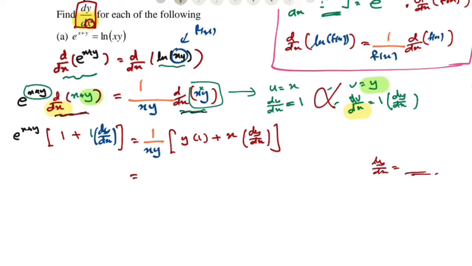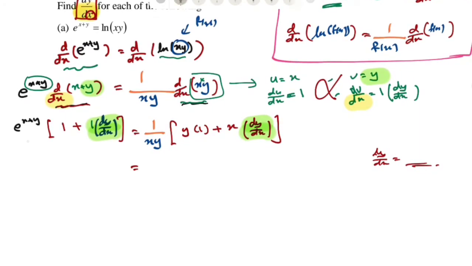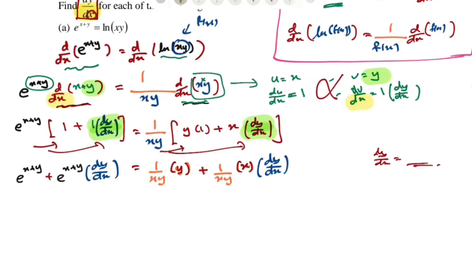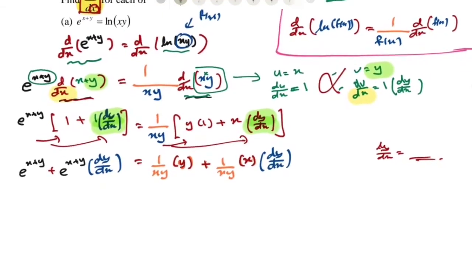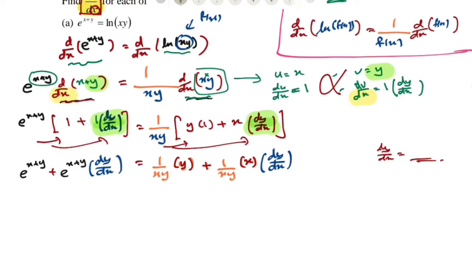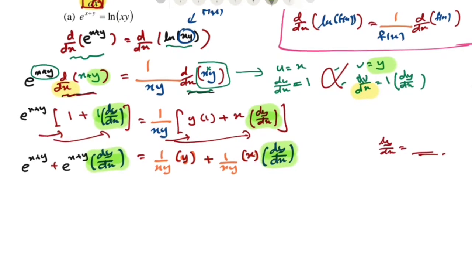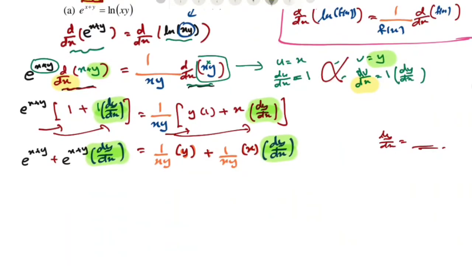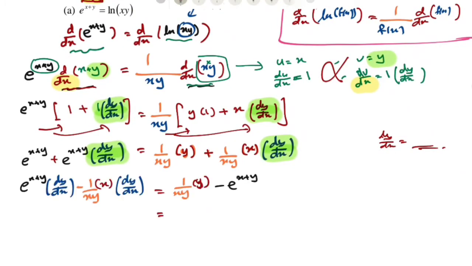But now we have dy over dx here and also here. So what we have to do is, first we have to expand it. Open the bracket. After you have expanded, this is what you get. And then we want to factorize that dy over dx term. So move all of that dy over dx term to the left side and the rest to the right side. Next, factorize that dy over dx term.